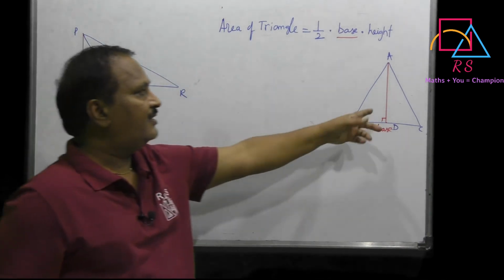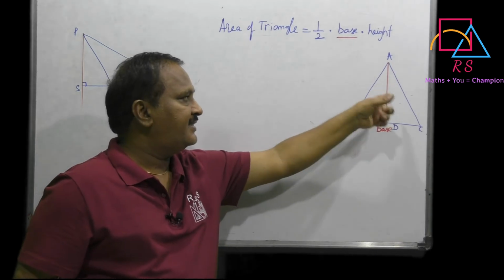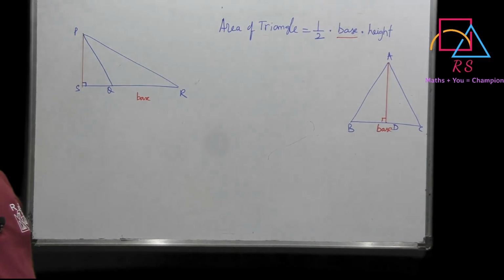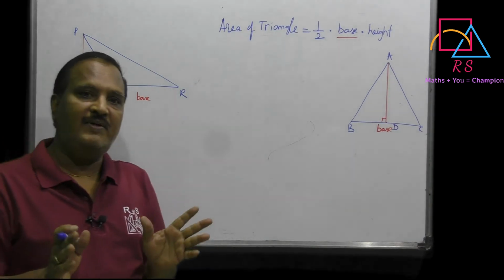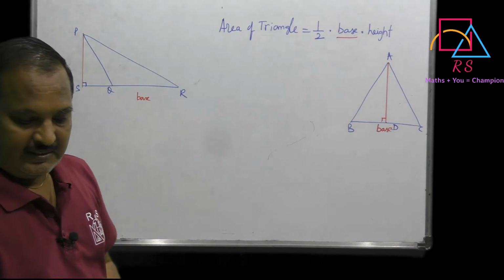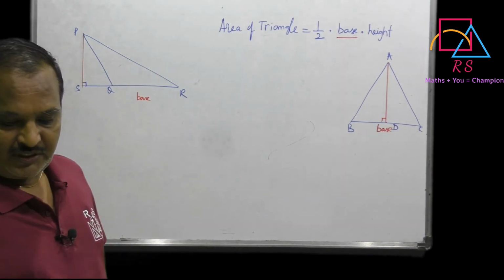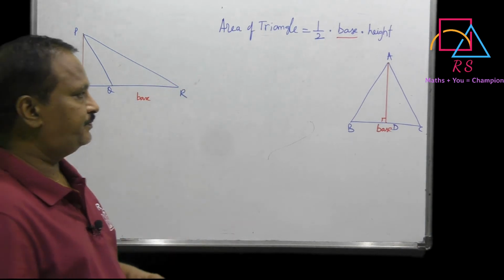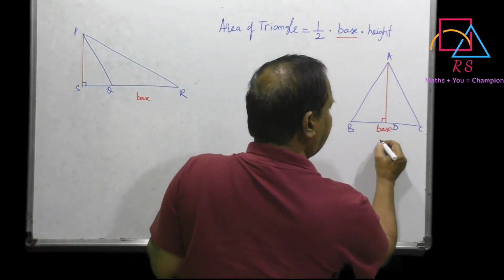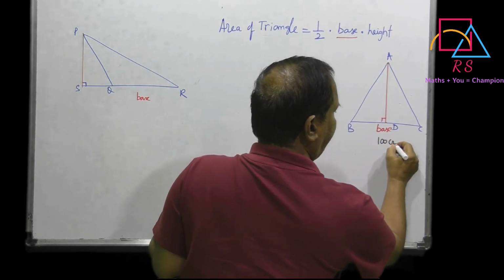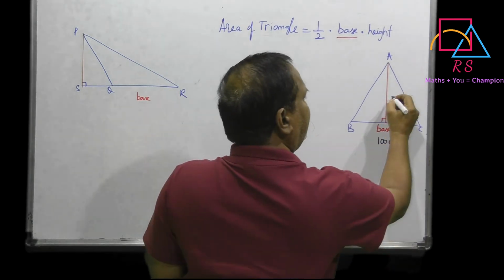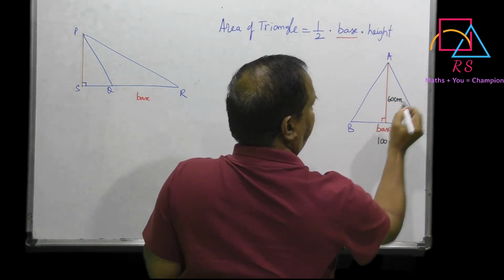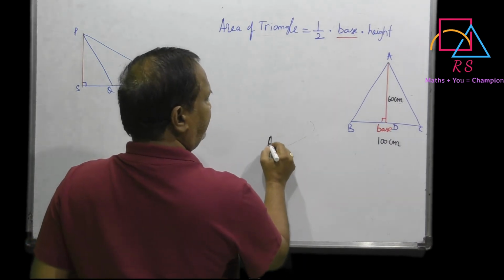So in this figure, the altitude, the height, is inside. In this figure, height is outside. So don't think that height always will be inside the figure. So I hope you have understood height. Now let us find out the area. For example, this base BC is equal to 100 centimeters and this height is equal to, let us say, 60 centimeters. So then what will be the area of this triangle?